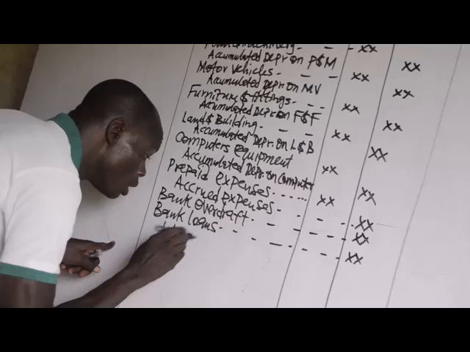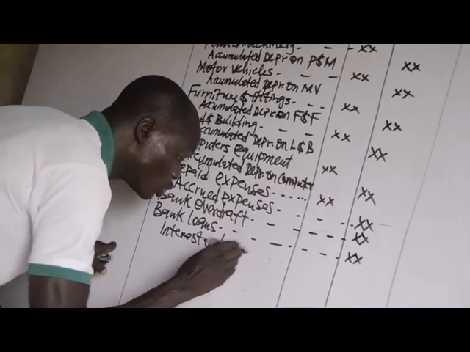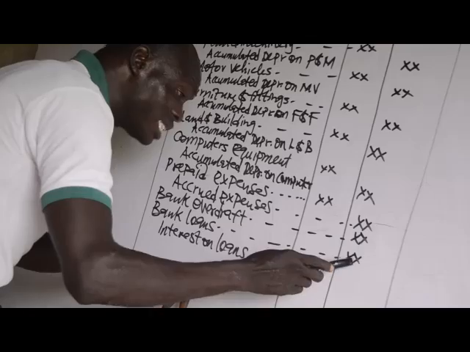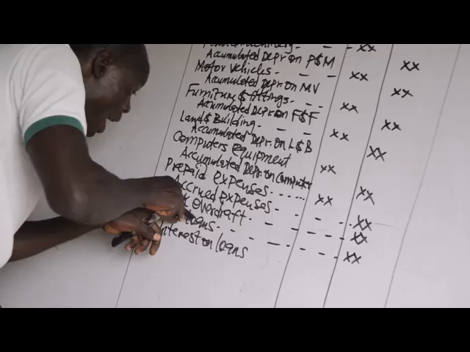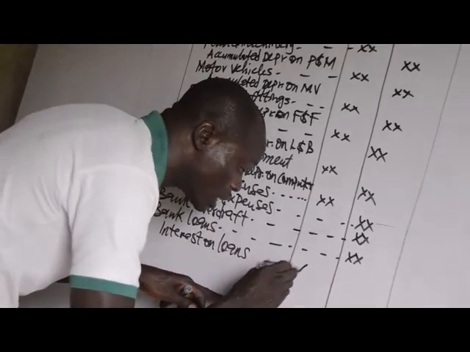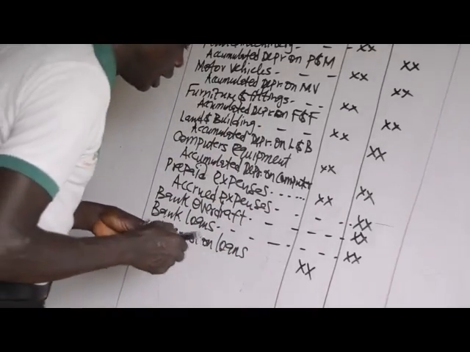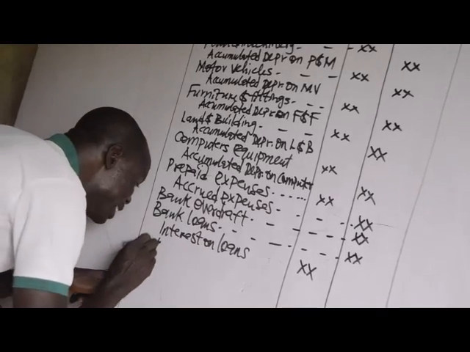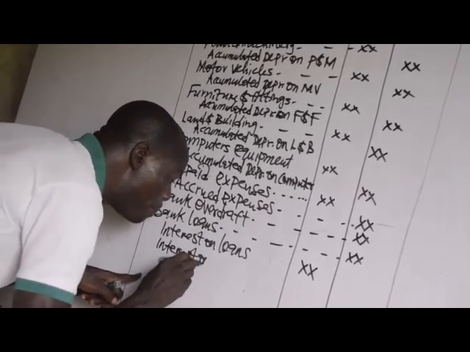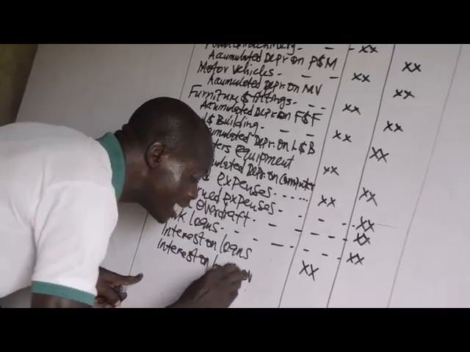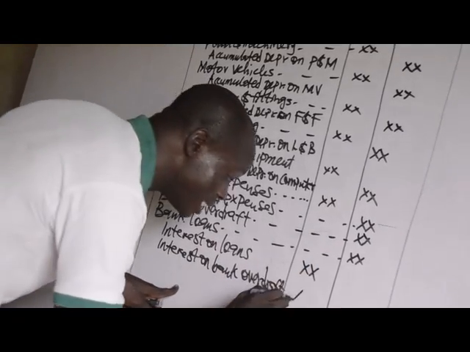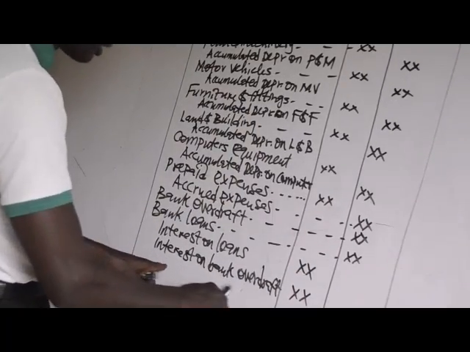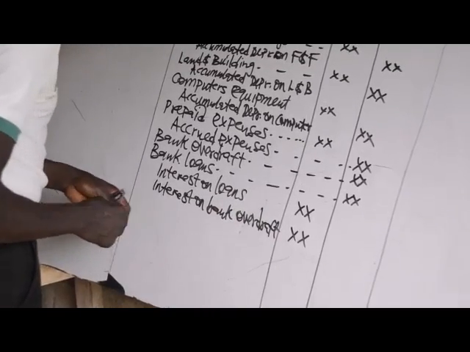Interest on loans is a provision made against the loans itself. Loans is taking a credit entry. Therefore, the provision made against a credit entry goes to the debit side of the trial balance. And besides, interest on loans is an expense. Interest on bank overdraft: remember, bank overdraft takes a credit entry. Provision made against that takes a debit entry. And besides, interest on bank overdraft is an expense. An expense should take a debit entry.